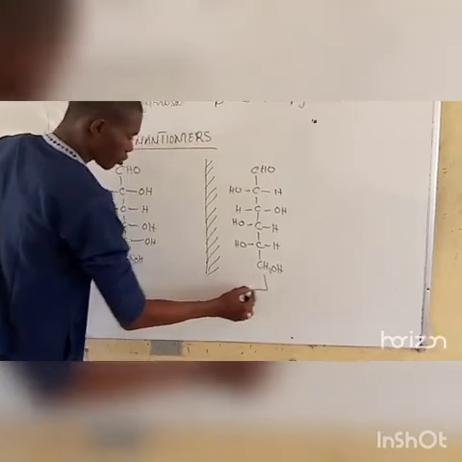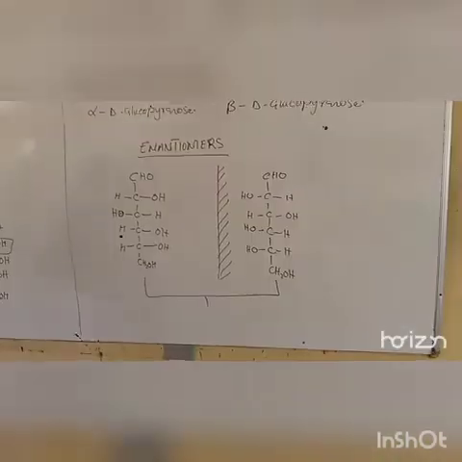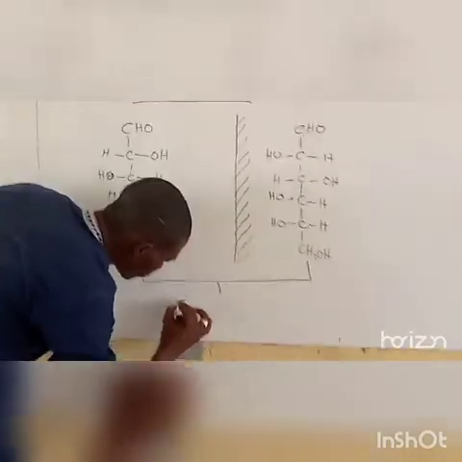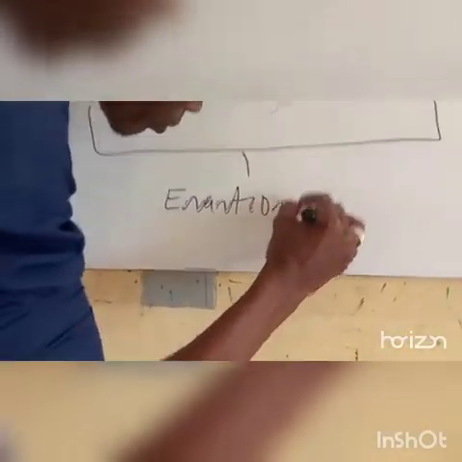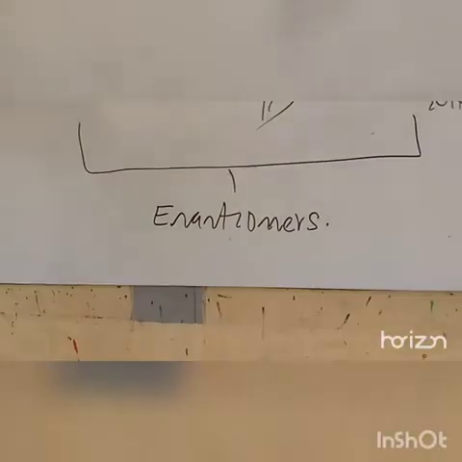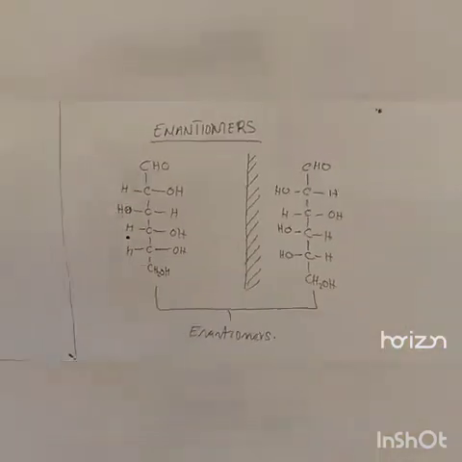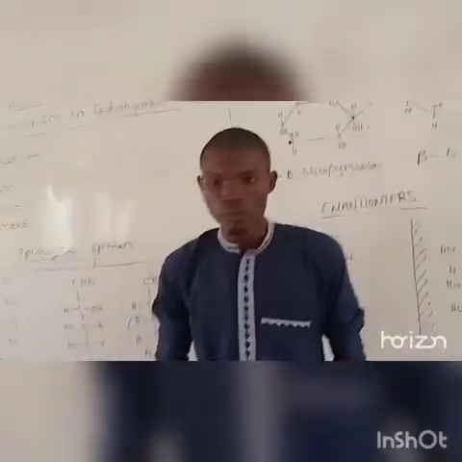So these two are mirror images of one another. As you can see, they are mirror images of one another. Therefore, we call them enantiomers. They are enantiomers because they are mirror images of one another. So these are the four types of isomerism that carbohydrates undergo.